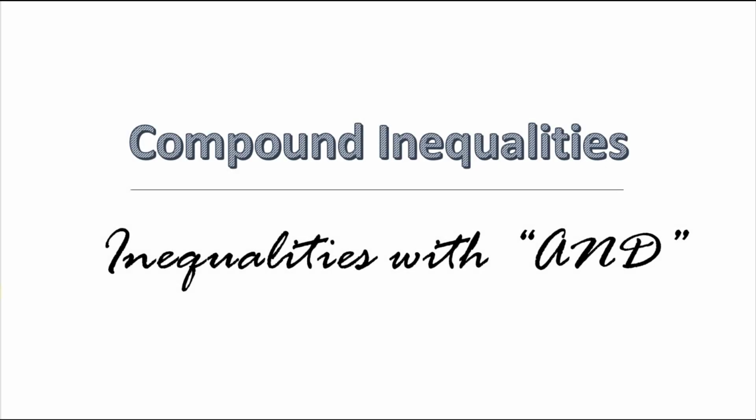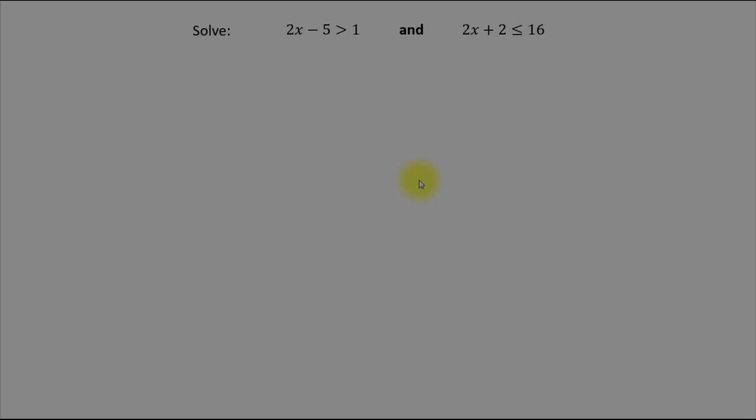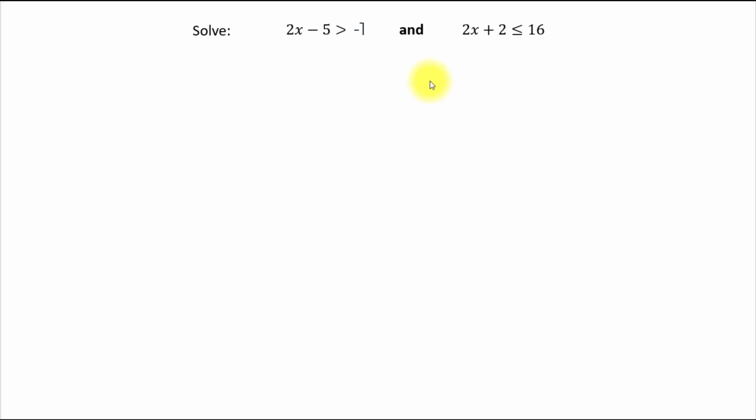Hi everyone! In this video we're going to solve compound inequalities that have the word "and" in between them. Here's our first example. I'd like to note that this entire expression, those two inequalities and the word "and" in between them, make one compound inequality. So we're going to be solving two inequalities at the same time.